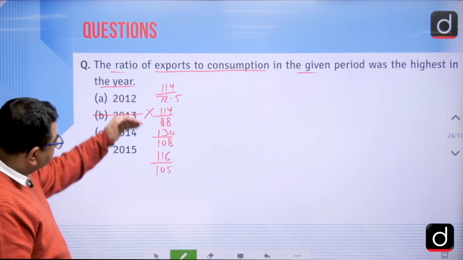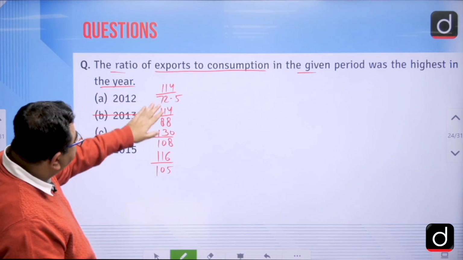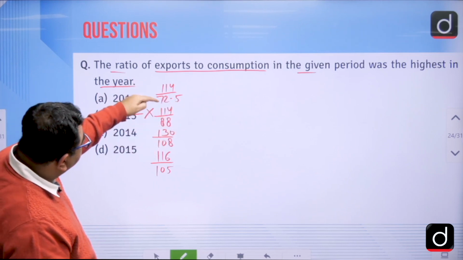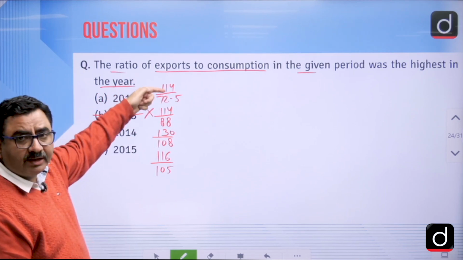Now if we see the other ones, right? Are you getting that 114 divided by, let it be 73, right? Then again it will be near about 1.6 times, more than 1.5 times.